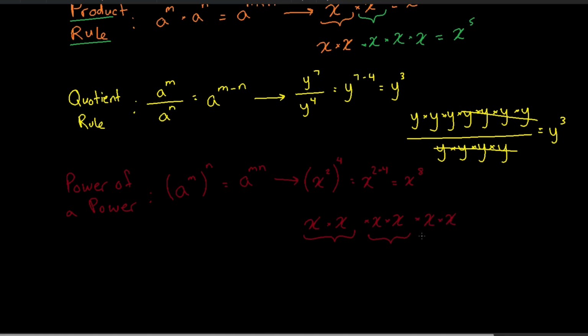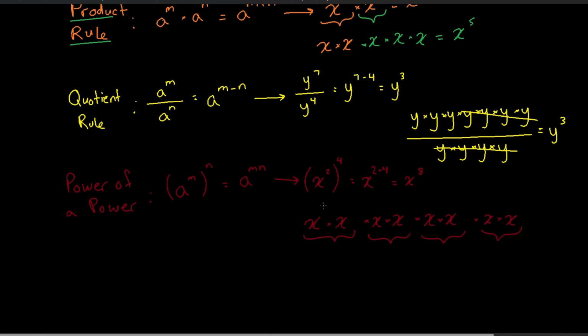3x times x's. And then 4x times x's. So now we have 4, because this is just the same thing as x squared times x squared times x squared times x squared. And I just wrote it out.